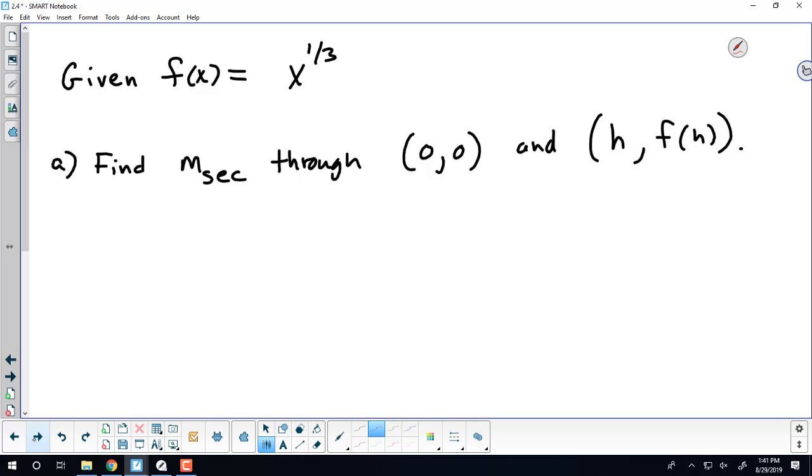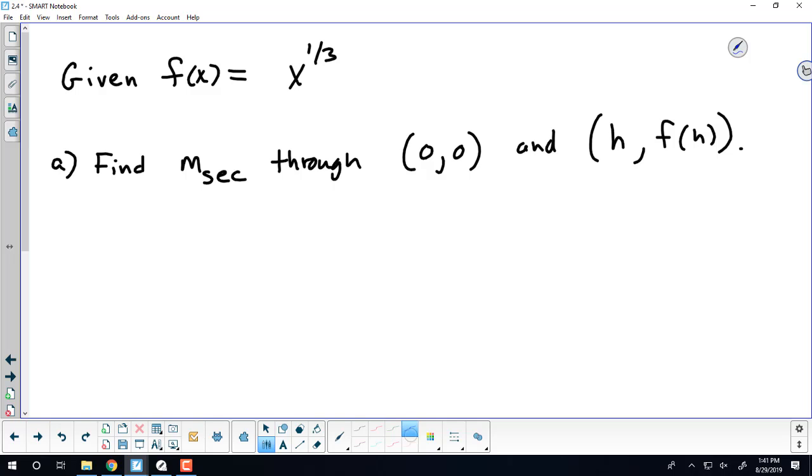And this will bring up a concept that does come up later in chapter 3 as well. But now with what we've done in 2.4, we have the means to talk about this. So we're given the function x to the 1/3. Find part A, the slope of the secant through the point 0, 0 and h, f of h.